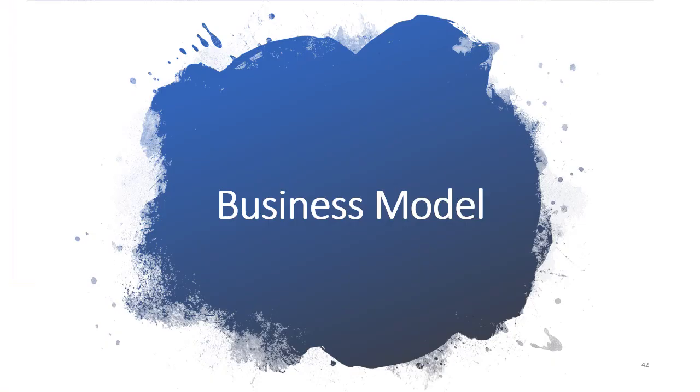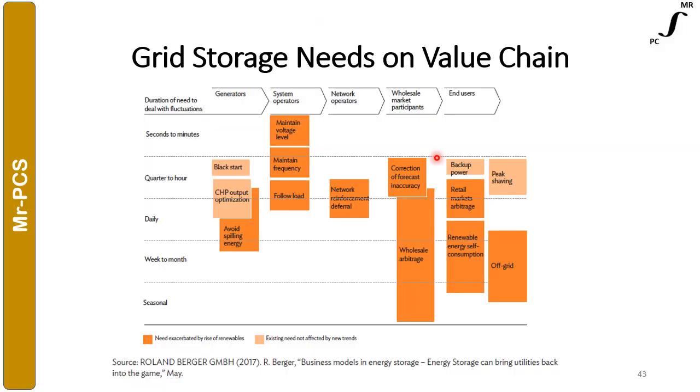In our next section, we will see various business models to promote energy storage technologies. This slide shows the grid storage value chain according to network function, power market, and duration of use. As discussed earlier, storage is used at generation, system operator, network operator, wholesale market, and also at the end user point. The influencer and the purchaser are different at various stages of the value chain. The new trend in the power sector is driving new rules for the business. In our next slide, we will see some of the business models which will push energy storage technologies considering such trends.